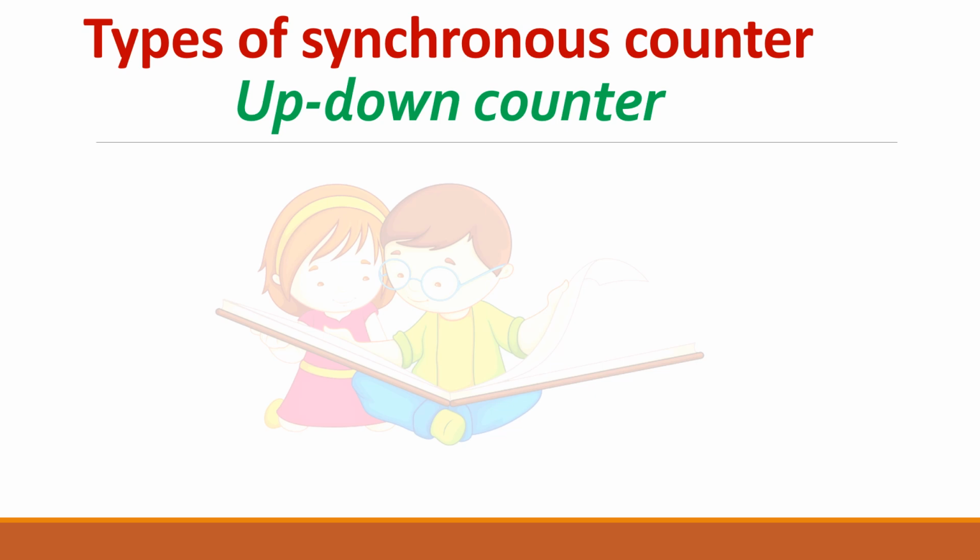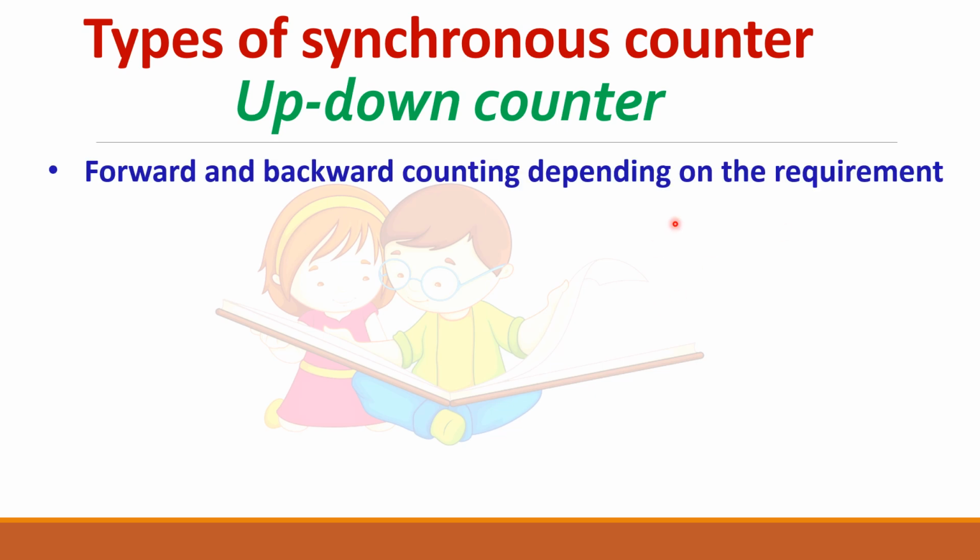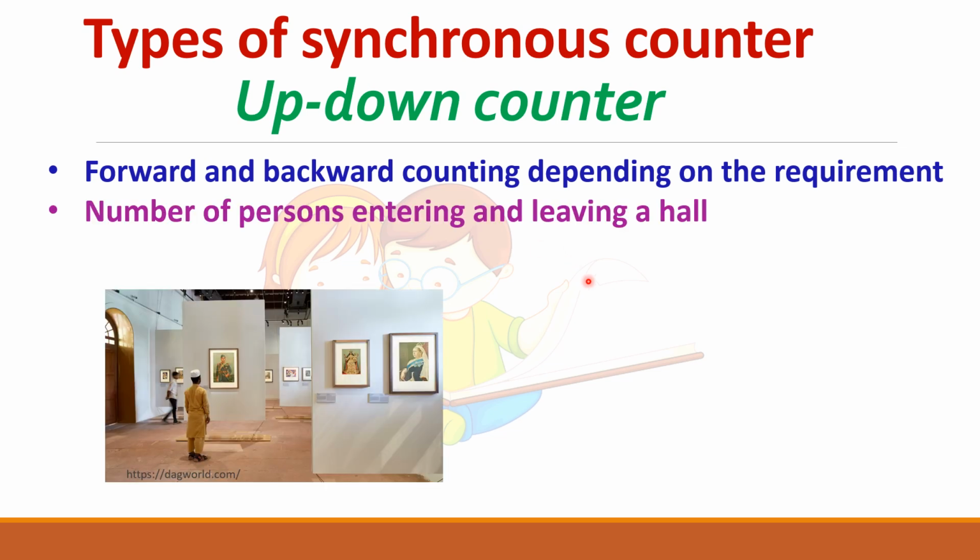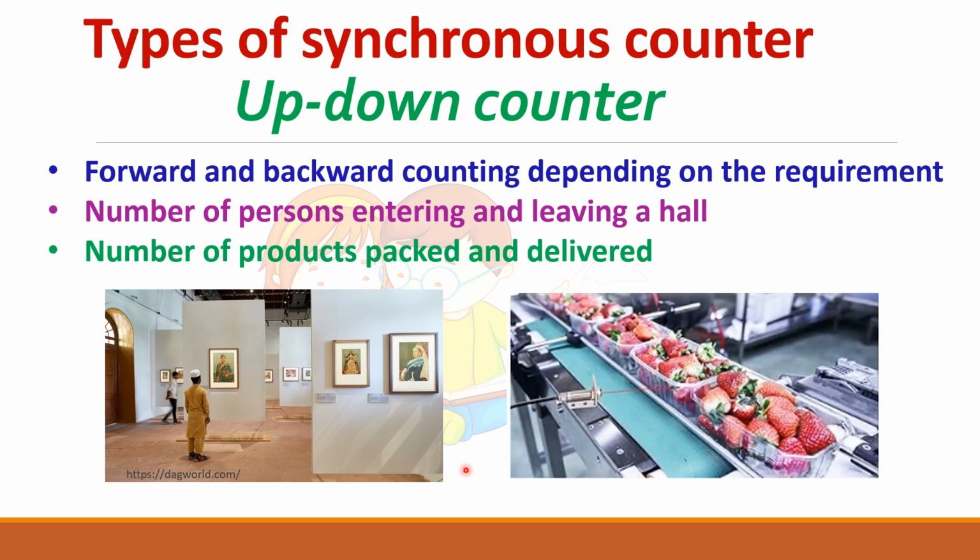Next, we have the up down counter. Depending upon the requirement, you can use the counter as an up counter or a down counter. For example, in a hall or a movie theater, you want to know how many persons are entering and how many persons are leaving the hall. You can use this type of up down counting. Initially we use an up counter, then we need to use a down counter. Or in industry, they may use it for how many items are produced in a day and how many are delivered or packed. All these details can be got using an up down counter.